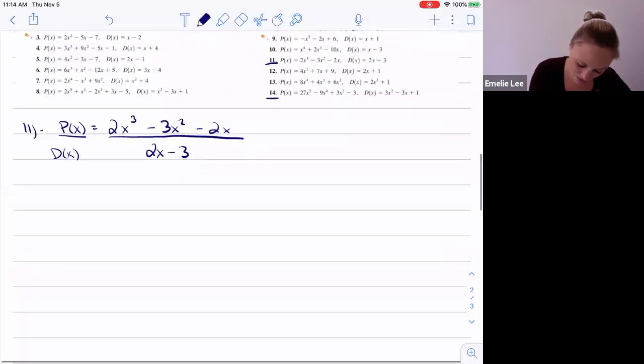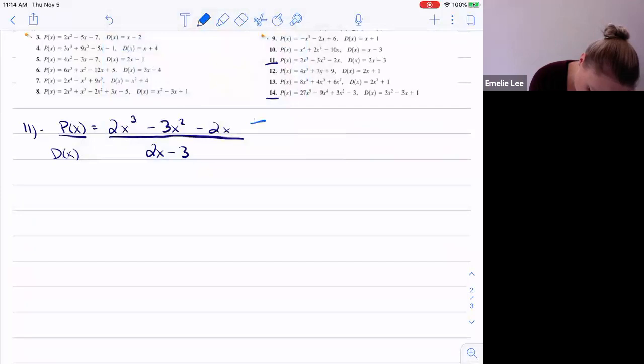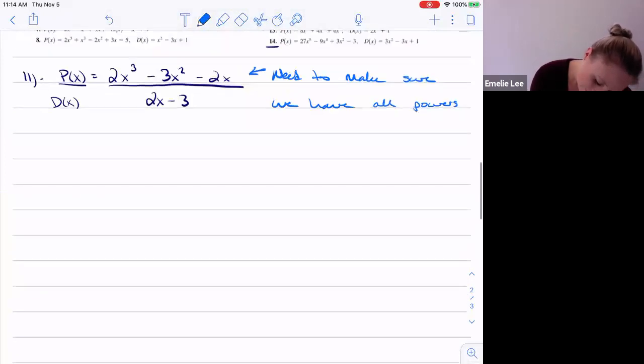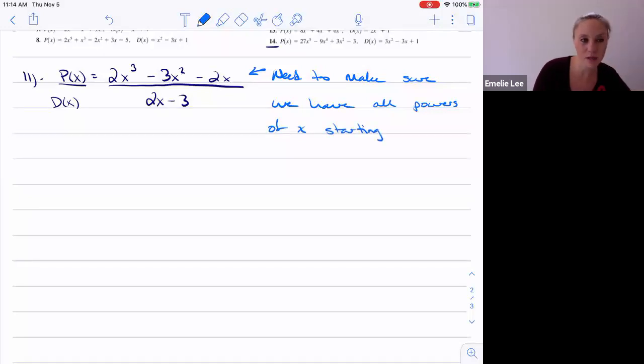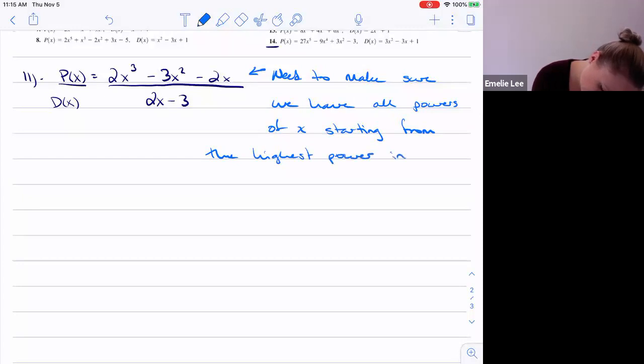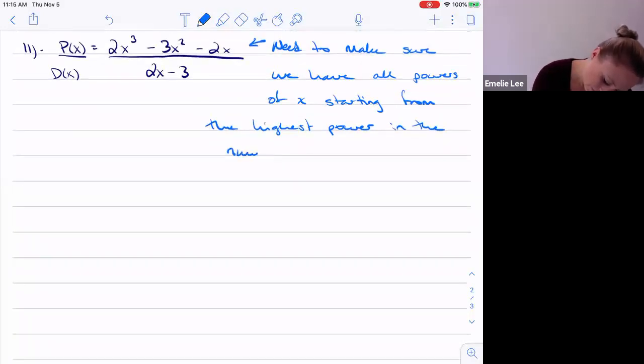So here, we need to make sure we have all powers of x, starting from the highest power, in the numerator. So we don't care about the divisor, the dividend and divisor. We only care about that for the numerator.